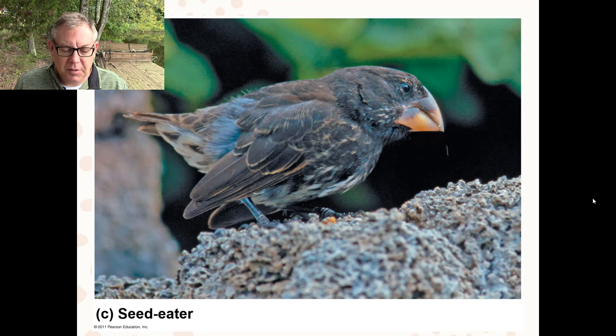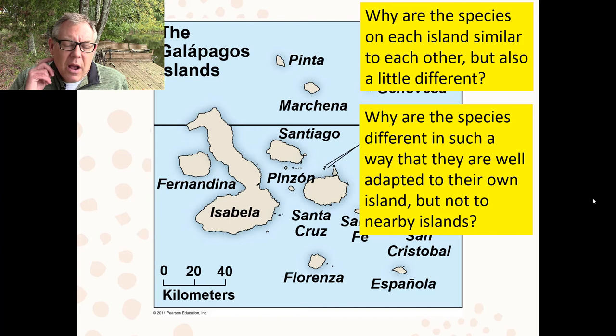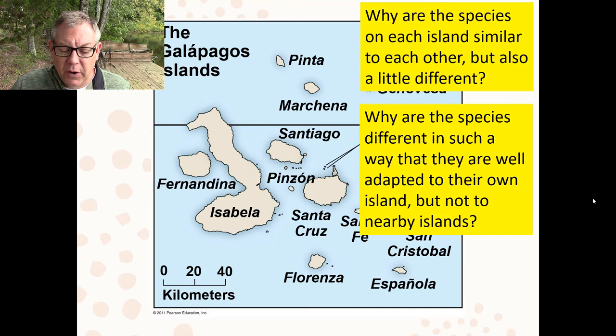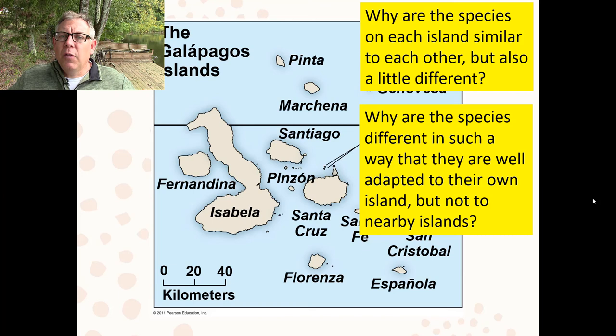Darwin thought, that's interesting. And so why are the species on each island similar to each other, but also a little different? And why are they different in a way that makes them well adapted to their own islands, but not nearby islands? That's what he was ruminating on. But then he could extend that idea to all these other species he found in all these other environments as well.